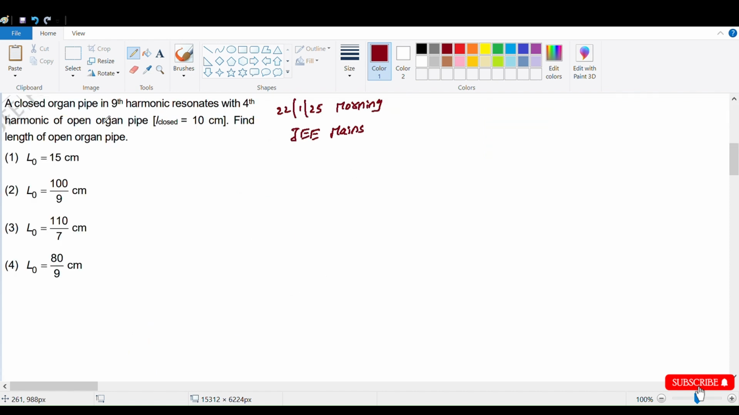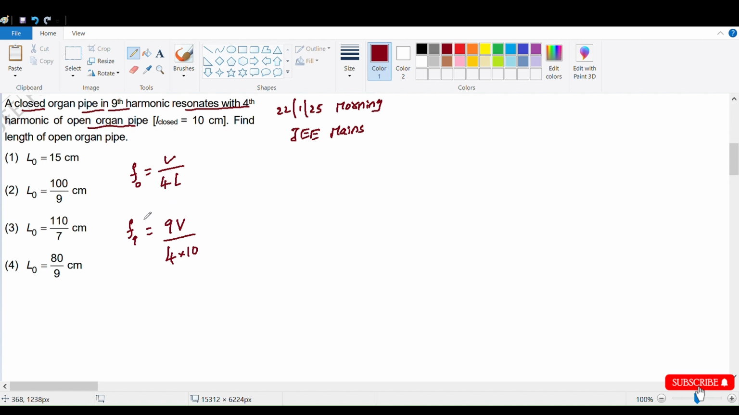Organ pipe, closed pipe, right? Ninth harmonic. So for a closed pipe, the fundamental frequency formula is F0 equals V by 4 times its length. Ninth harmonic formula: F in ninth harmonic is equal to 9V by 4L, with closed pipe length given as 10. Okay, fine. This resonates with the fourth harmonic of an open organ pipe.